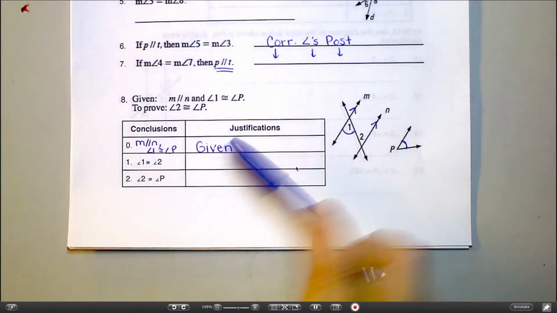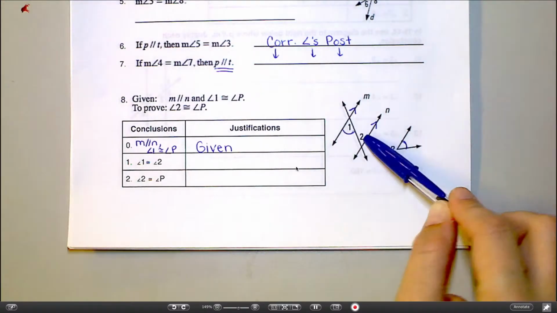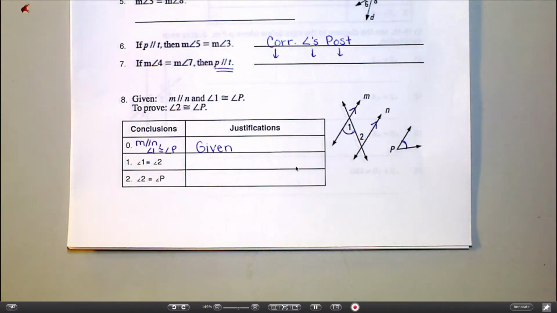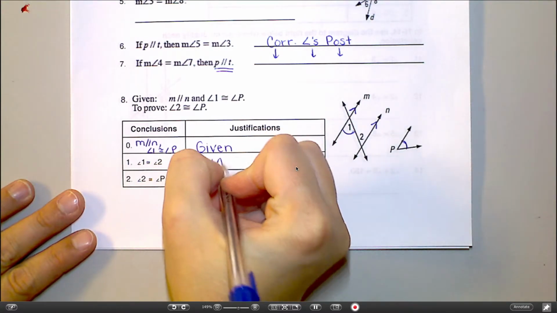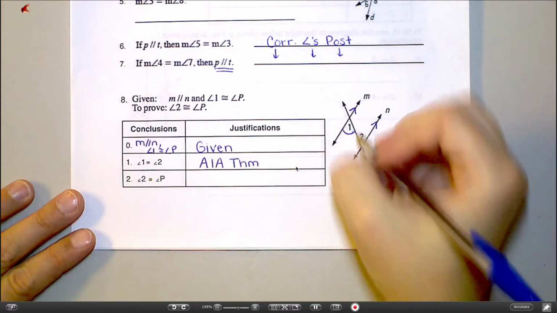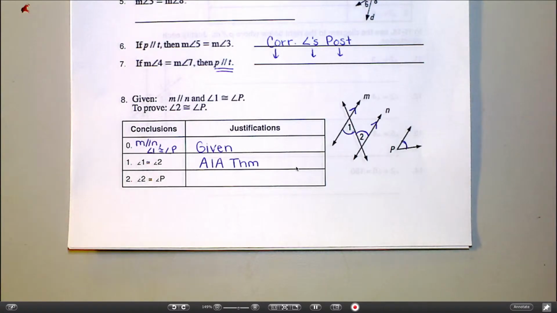So I'm kind of stepping you through here. My next step would be to say that angle 1 is equal to angle 2. How do you know angle 1 is equal to angle 2? Caleb? Because they're alternate interiors. Yeah, alternate interior angle theorem. Okay, that's why I know that. So now I know that angle 2 is also equal to angle 1.